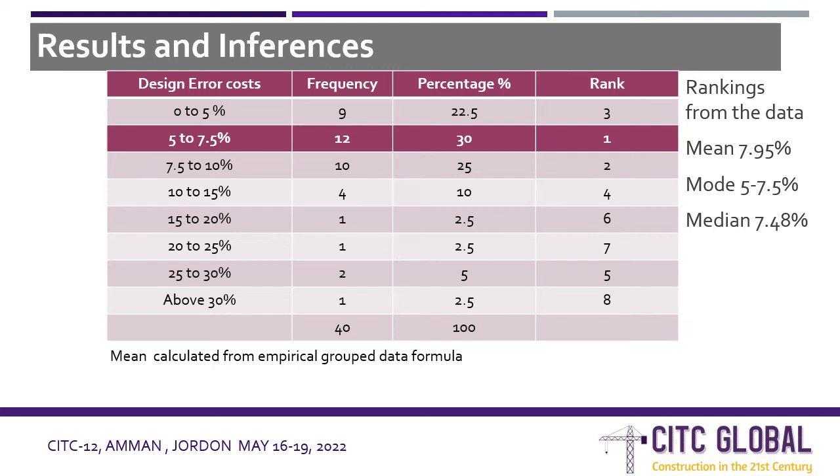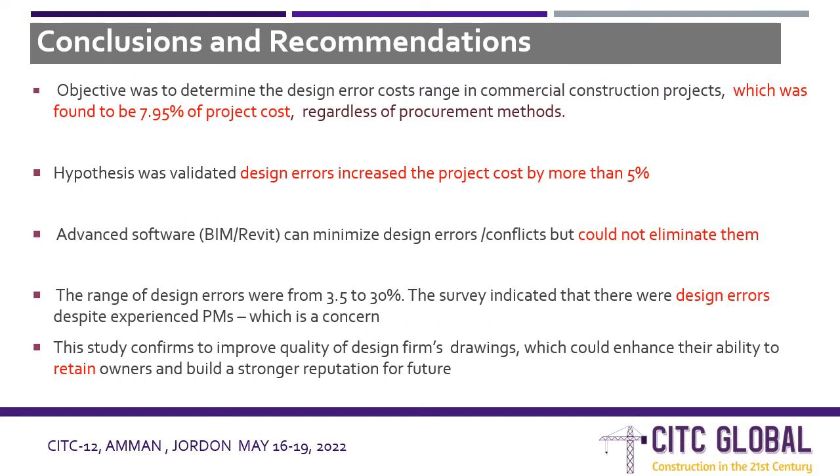But to arrive at the mean, mode, and the overall median, it all fell into the range of 5 to 7.5 percentage, and we based our calculation on the empirical group data formula. So we'll just go for the next slide to understand as we arrive at this overall arithmetic value for the project value.